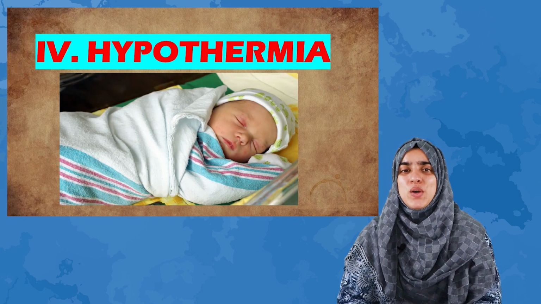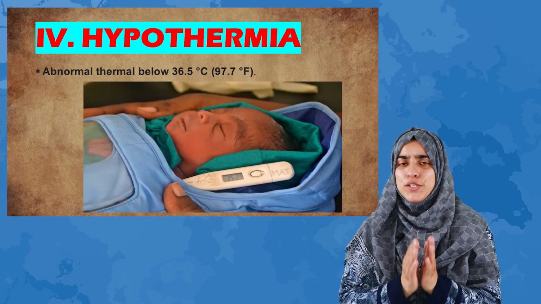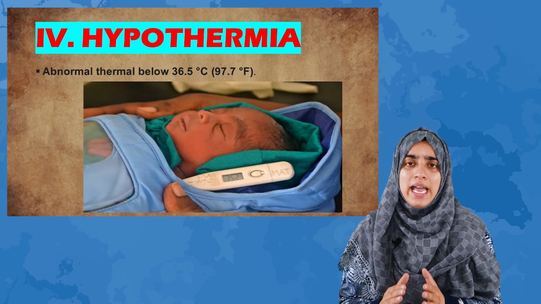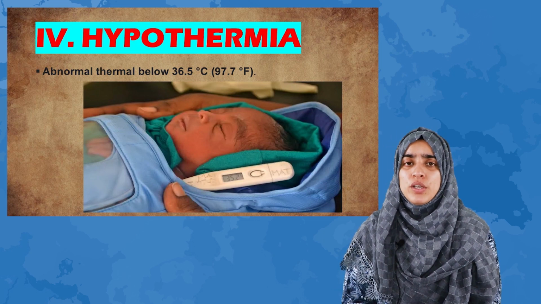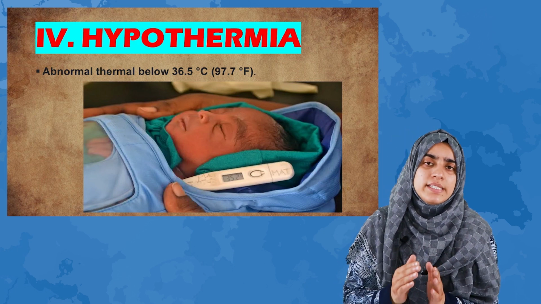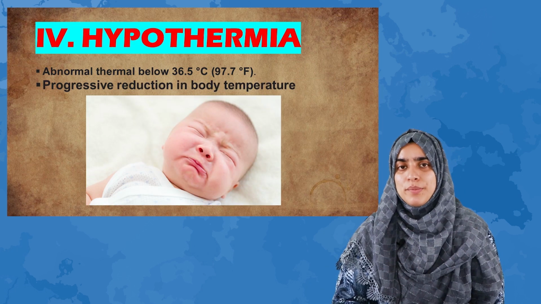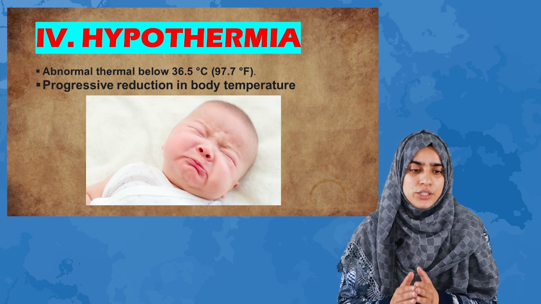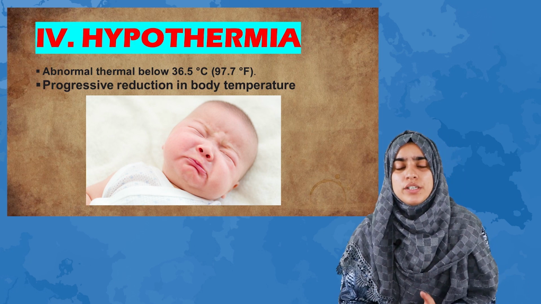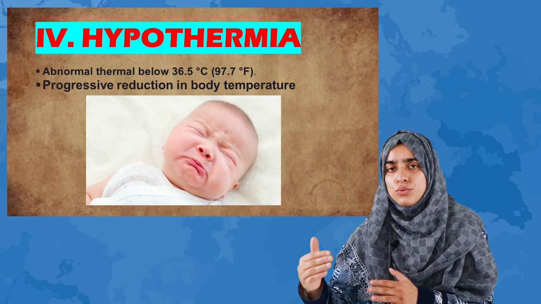The fourth physiological condition is hypothermia. Yes, we'll talk about neonatal hypothermia, which is defined as the abnormal thermal state in which the newborn's body temperature drops below 36.5 degrees Celsius. If the body temperature decreases greatly or progressively, adverse clinical features can occur, ranging from mild to death.